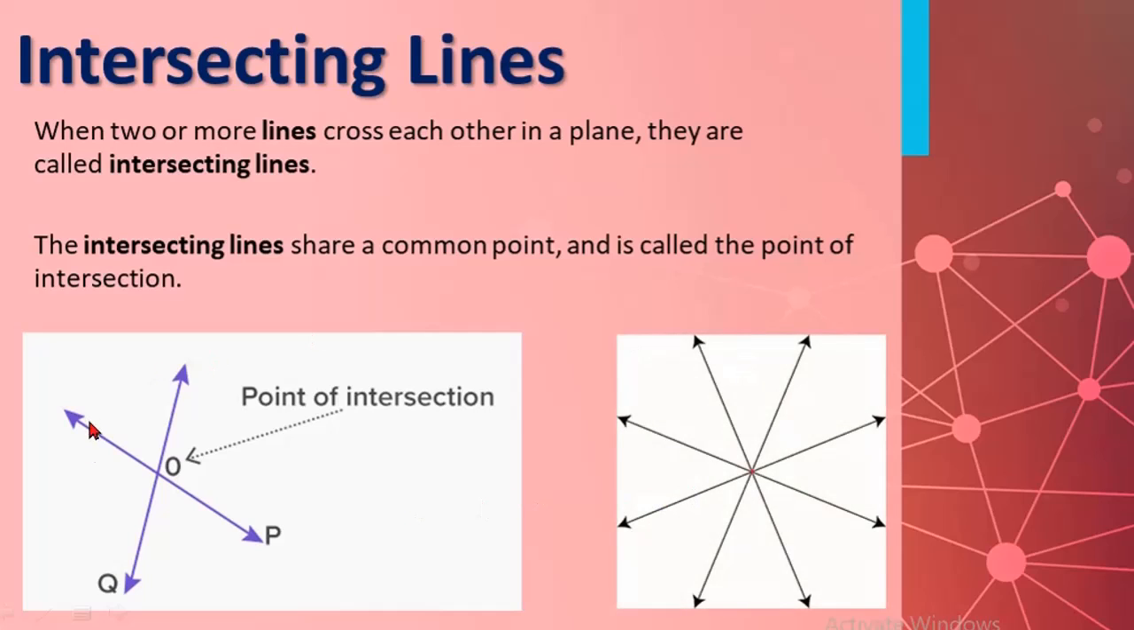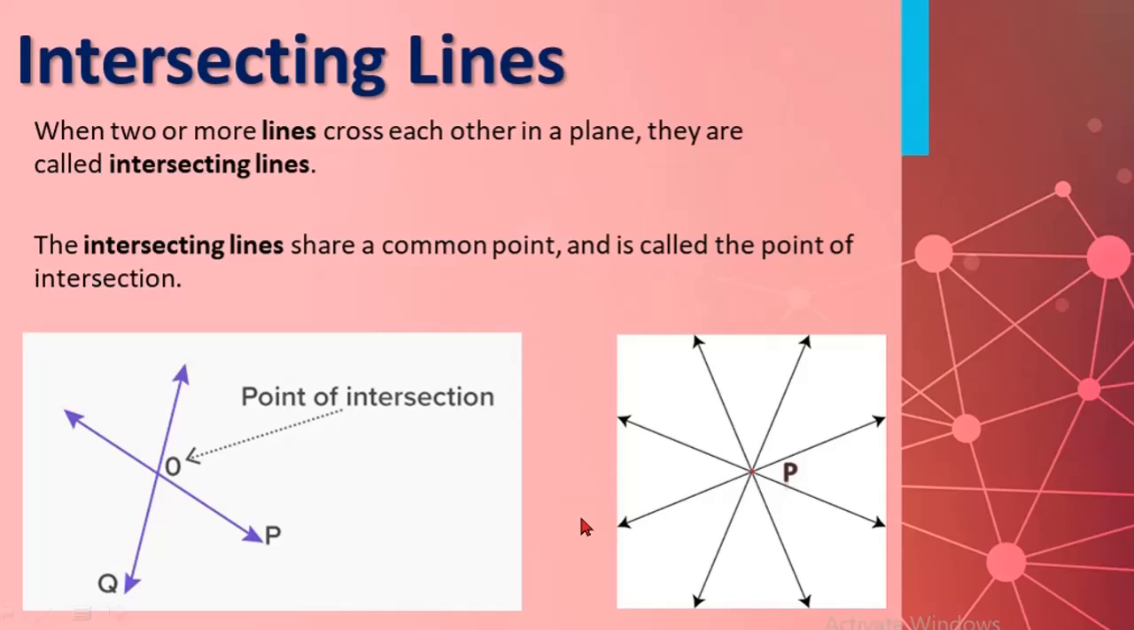Here are two lines, and here are multiple lines. How many lines are here? 1, 2, 3, 4. So 4 lines are here. Am I correct? Yes, 4 lines are here. So 4 lines are intersecting each other at a common point. Here the point of intersection is O, whereas here the point of intersection is P, the red dot.